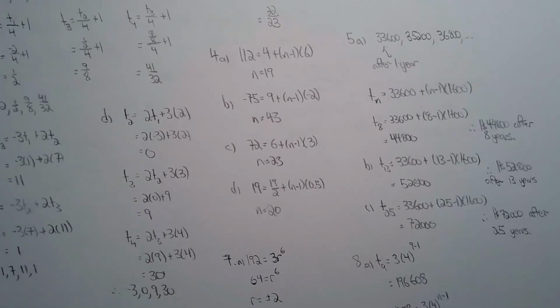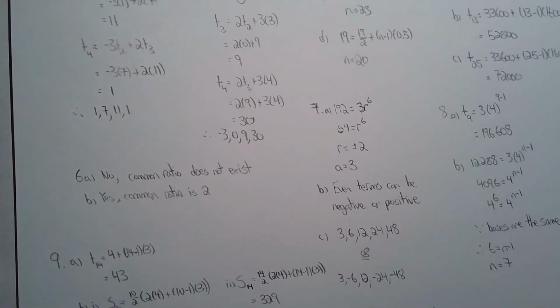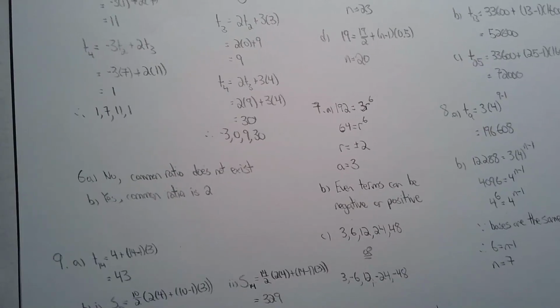All right, let's do question 6. It's asking us, are the following sequences geometric? Well, in order to be geometric, you need a common ratio. So if the answer is no, then it's not geometric. And if there is a common ratio, whatever it is, then your sequence is geometric. For question 7, given 2 terms, they want me to find a and r.